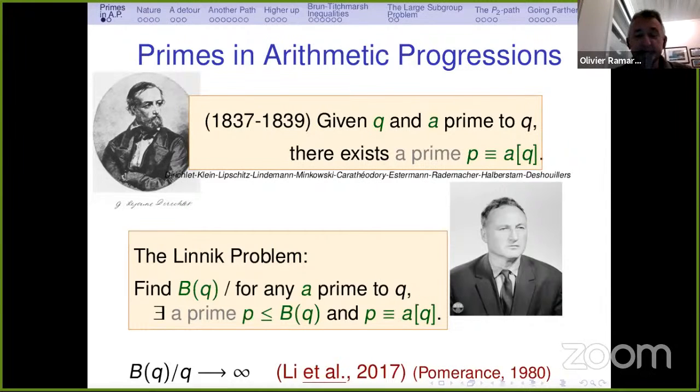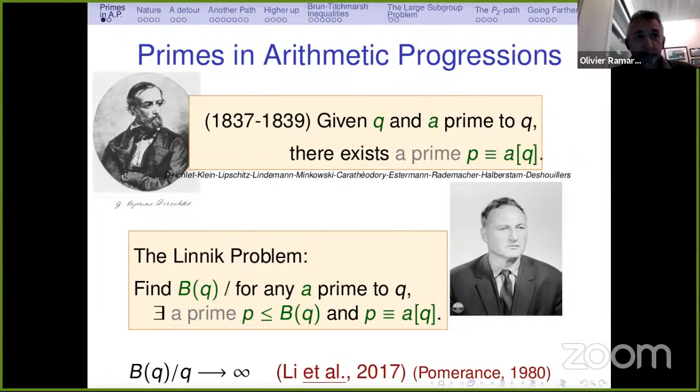But of course, once you know that you can find infinitely many primes, the next question is to know how small you can find them. There are two questions: how regular is the distribution, and how small can you find one of them? That's what I call the Linnik problem, and many people call it the Linnik problem. So find B of Q, so that for any residue class A prime to Q, there exists a prime P less than B of Q, so that P is congruent to A modulo Q.